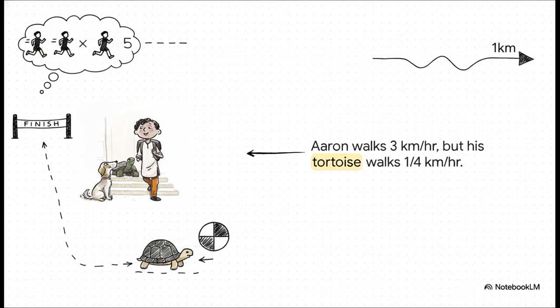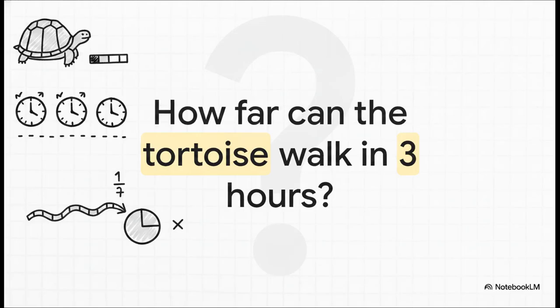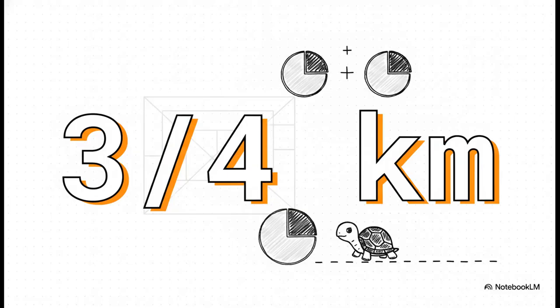This little guy only manages 1/4 of a kilometer in a single hour. Now here's the crucial question. If the tortoise only walks a fraction of a kilometer, literally 1/4 of a kilometer per hour, how do we calculate that distance for 3 hours? Does the whole foundation of math suddenly change just because we tossed a fraction into the mix? No way. The beautiful thing about math is that it is incredibly consistent. The operation absolutely does not change just because the type of number did.